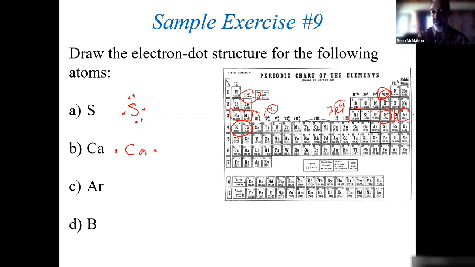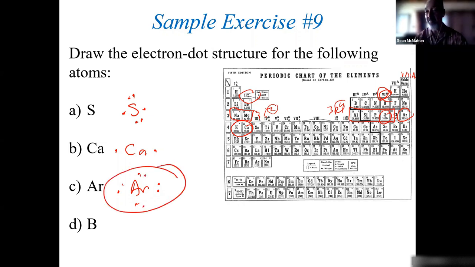Argon. They don't show it here. 8A, 8 dots. So argon, 1, 2, 3, 4, 5, 6, 7, 8. I have an octet because my s and p sublevels are filled, because 2 go in the s, 6 go in the p. When I have s and p sublevels filled, that makes 6 plus 2, an octet. I'm happy. Boron, it's got 3 valence electrons.